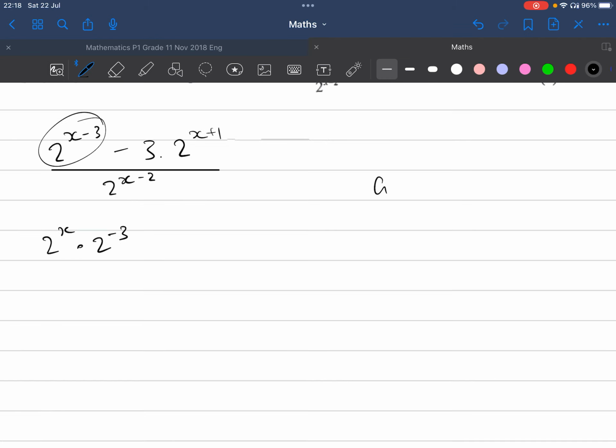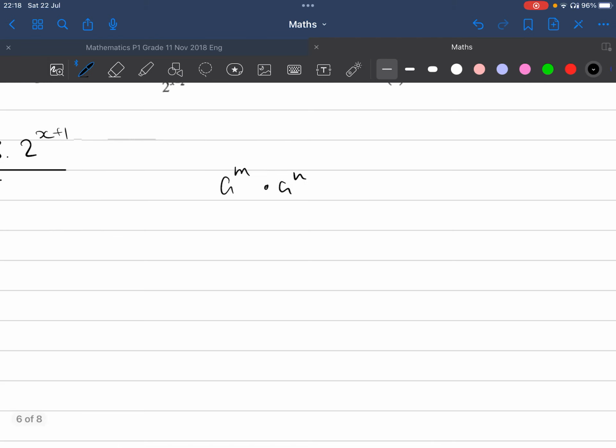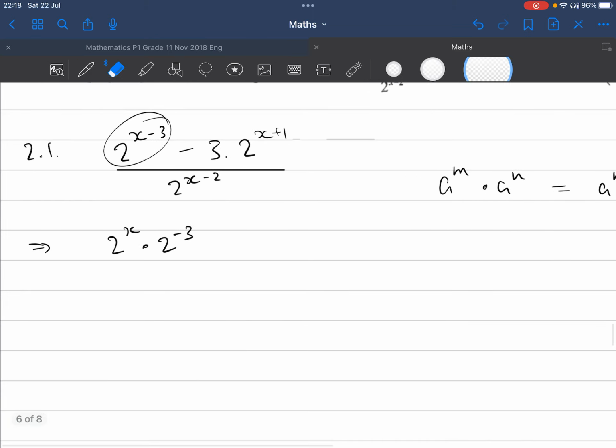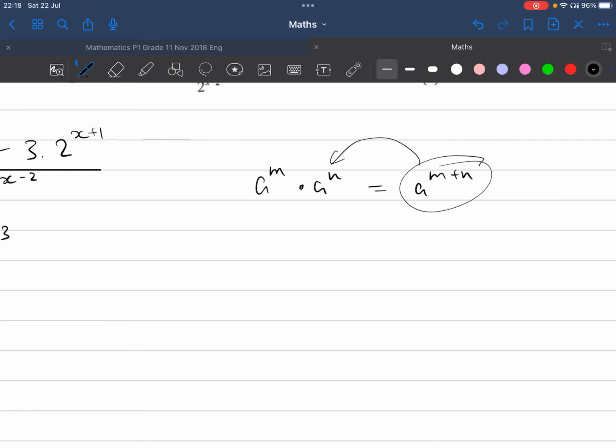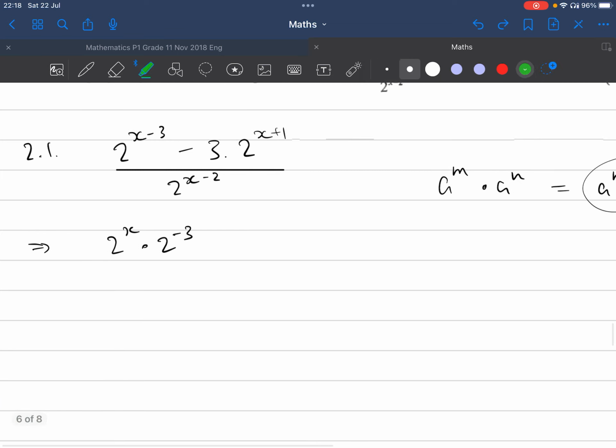Let's think about the rules of exponents. Let's say I have something like a to the m times a to the n. That's the same as saying a to the m plus n. So in this case, I basically did that in reverse. I already had it in this form here, and I broke it down. If I look at this, I have a common base of 2, and I can add the exponents, and it will give me x minus 3. So that's how I'm going to do it for the rest of these as well.